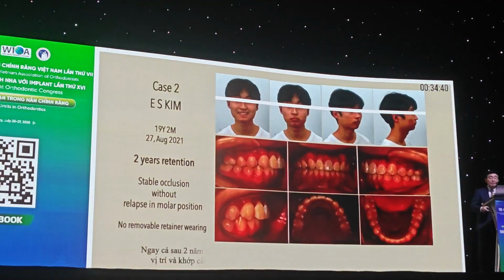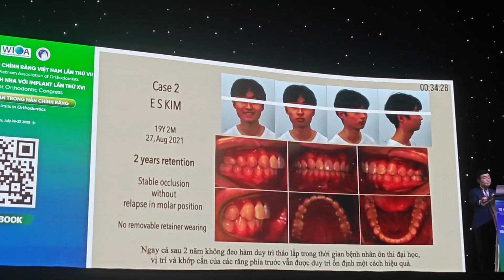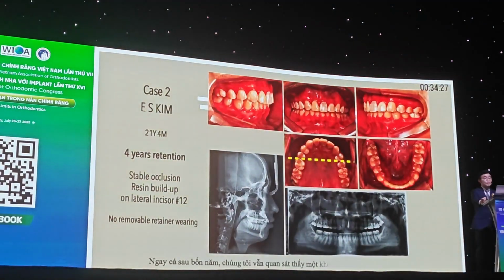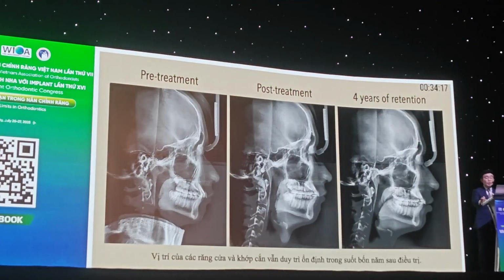Even after not wearing a removable upright retainer for 2 years during university entrance examinations, the position and occlusion of the anterior teeth were effectively maintained. Even after 4 years, we continue to observe a stable and functional occlusion. The position of the incisors and occlusion has remained stable for 4 years post-treatment.